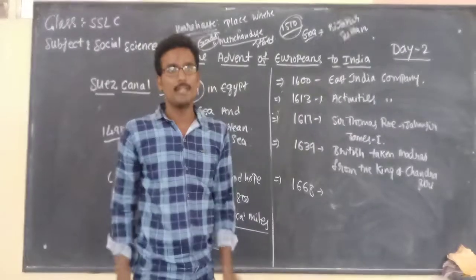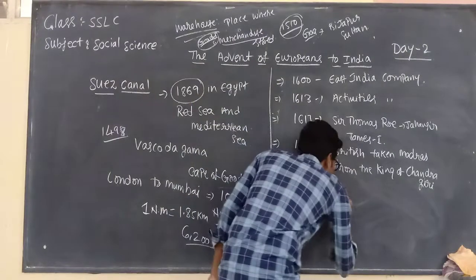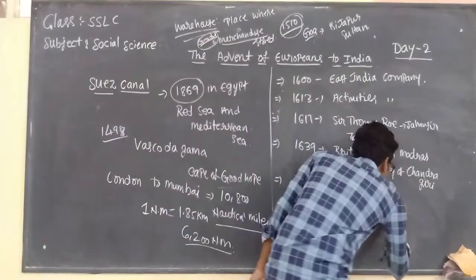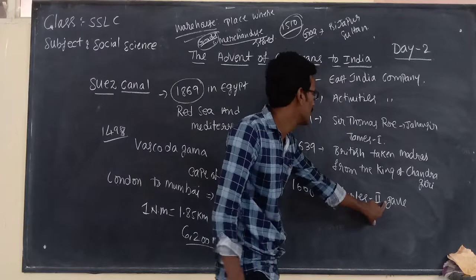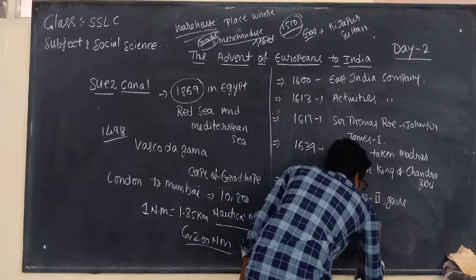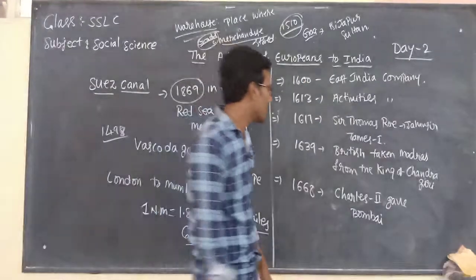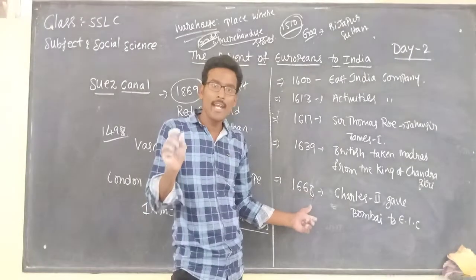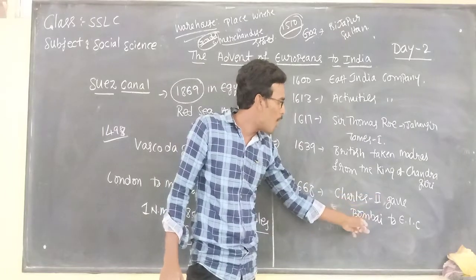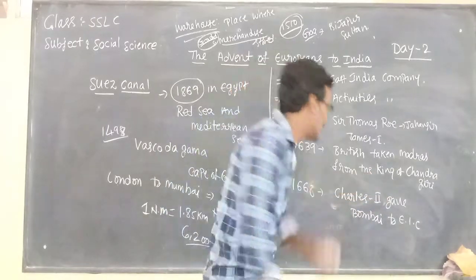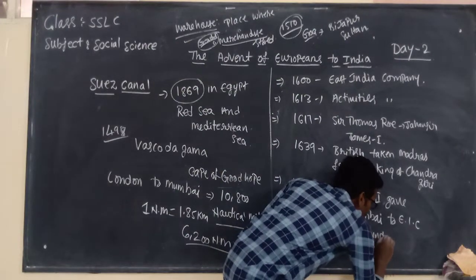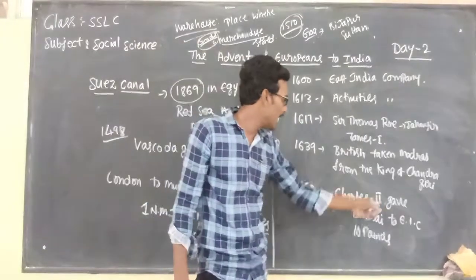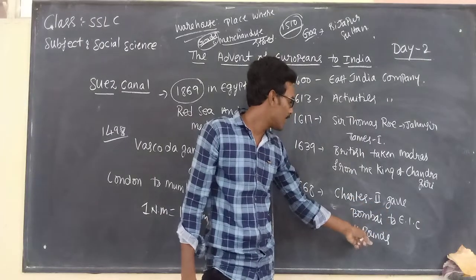After that, in the year 1668, the King of England, Charles II, gave Bombay to the East India Company for an annual rent of £10.